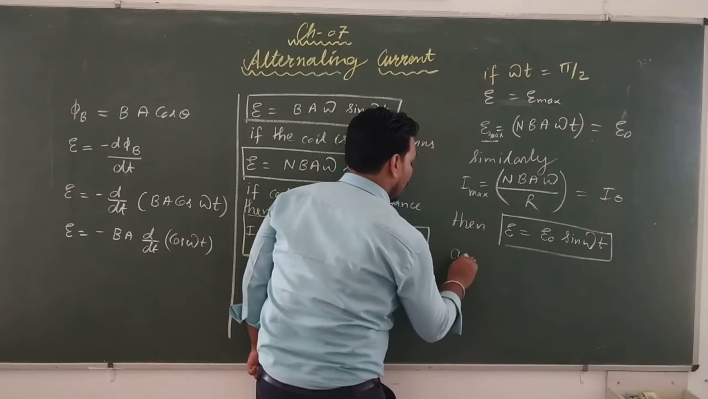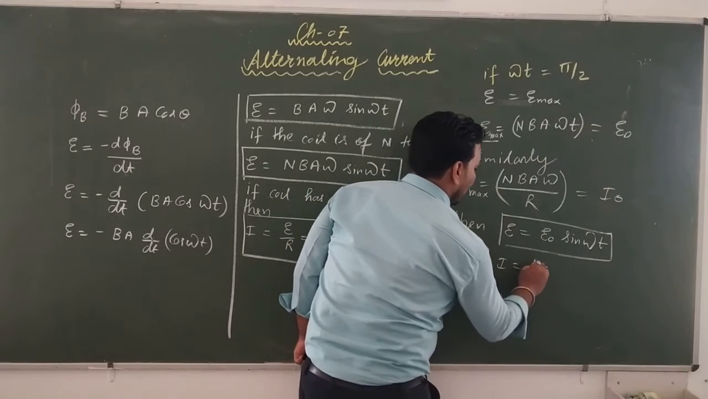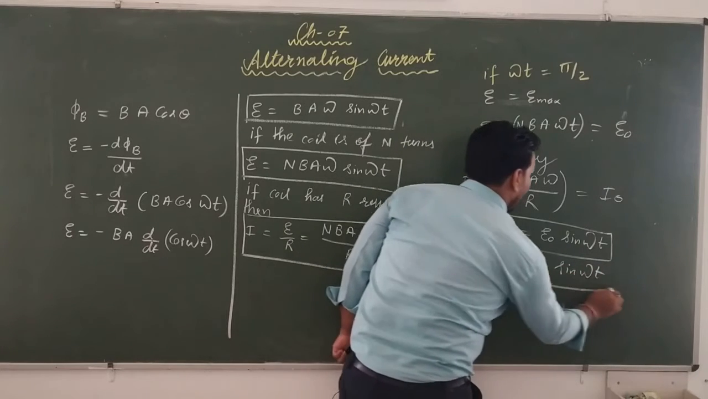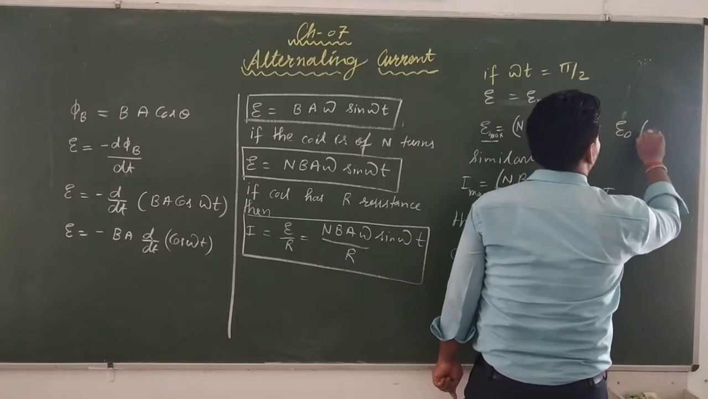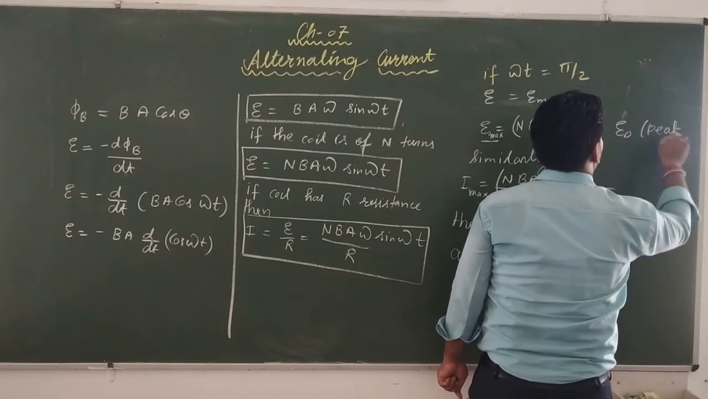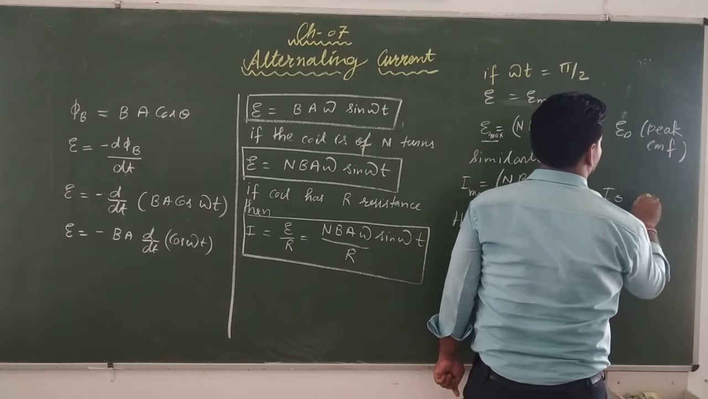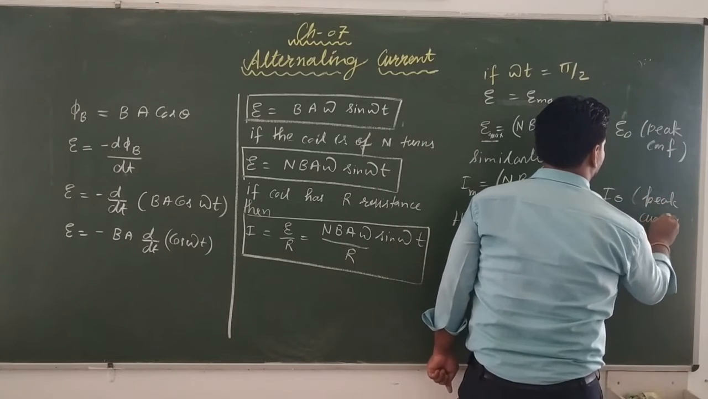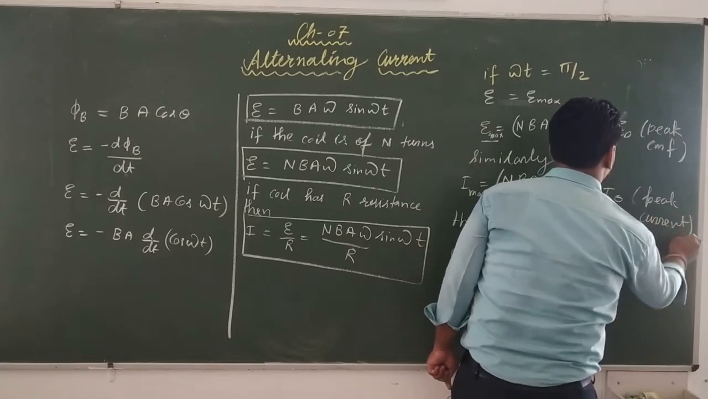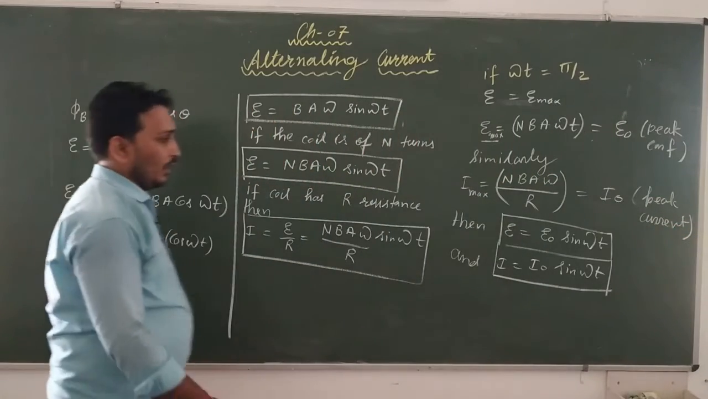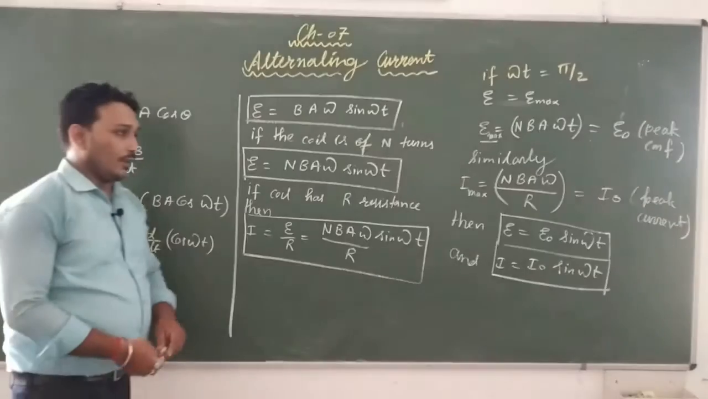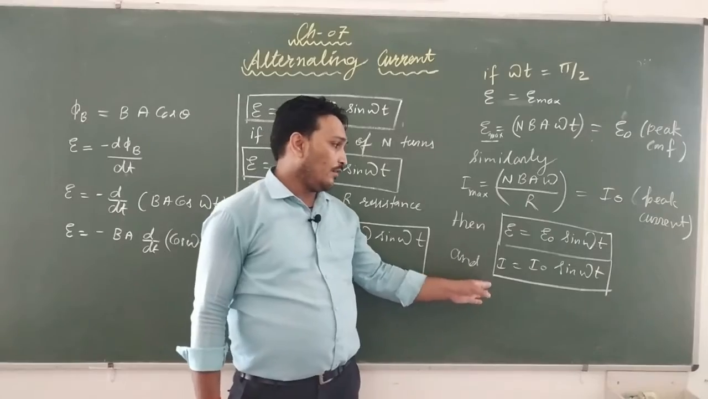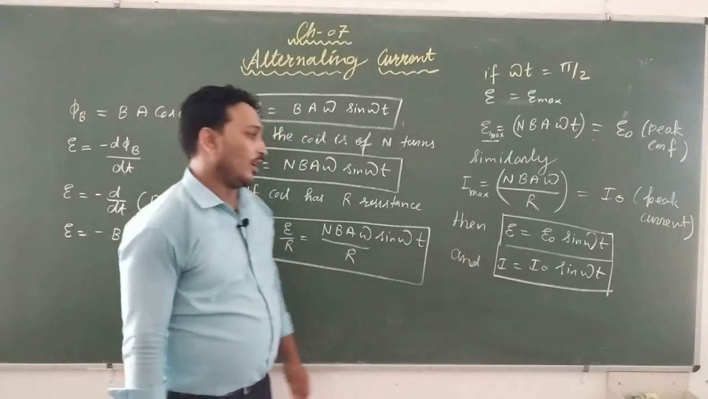and I is equal to what? I naught sin omega t. So this E naught and I naught are called peak EMF and peak current respectively, right? So finally we have an equation for EMF, and that equation is E is equal to E naught sin omega t, and for current we have I is equal to I naught sin omega t.